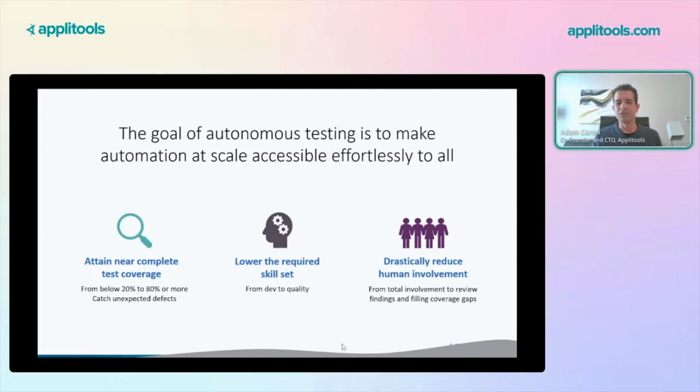The tool needs to lower the required skill sets from its users in order to succeed at scale, from basically having to be a developer today to succeed with automation at large scale, to being a quality engineer, that is to know how to test. And the tool should also drastically reduce the amount of human involvement in test creation and maintenance from the total involvement that is required today to just requiring humans to view test findings and to fill the gaps where the AI cannot manage by itself.